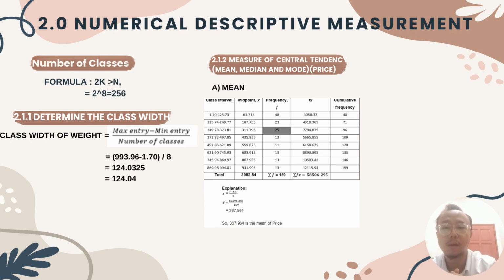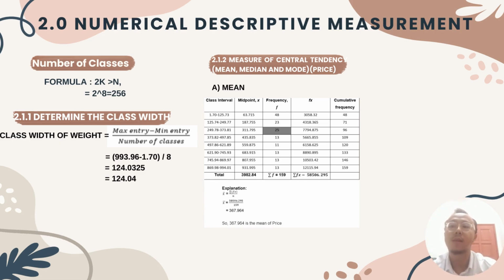So we will continue with number 2.0, numerical description measurement. For the number of classes, the answer is 256, and we determine the class width with the formula: maximum entry minus minimum entry, divided by the number of classes. So we will get the amount 124.04.